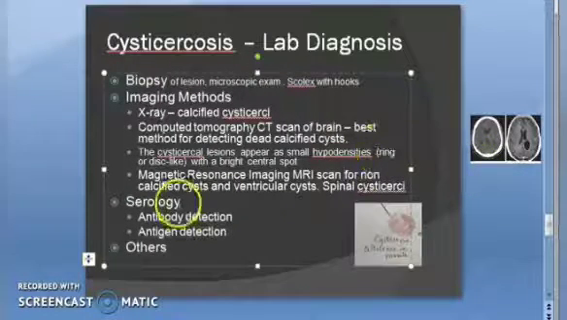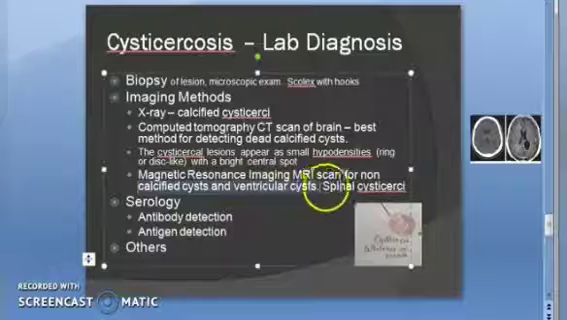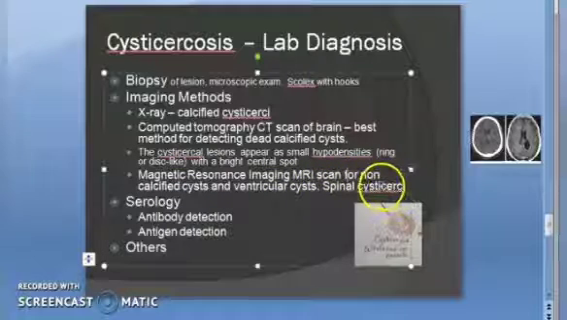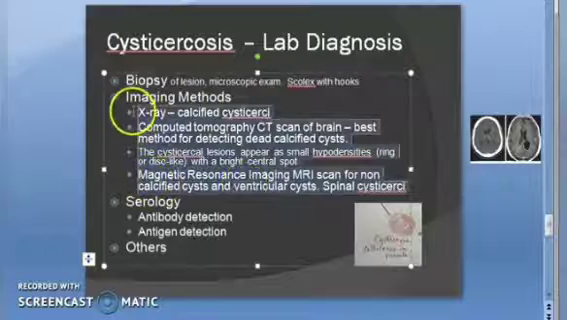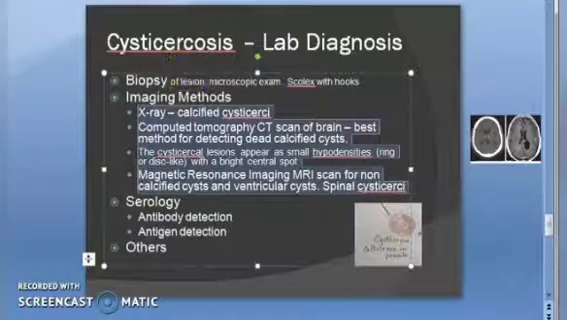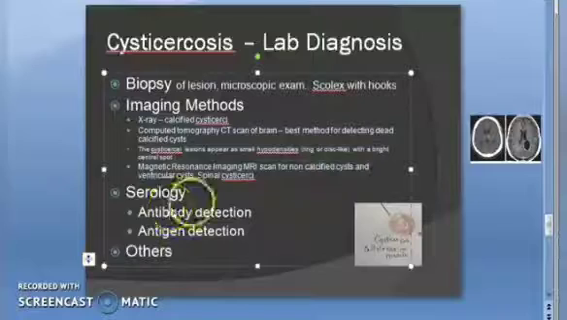You can scan for non-calcified cyst and ventricular cyst and also for spinal cysticerci. Okay. So we are done with imaging now. Let's move on to serology.